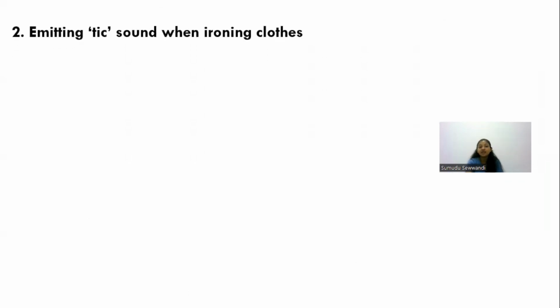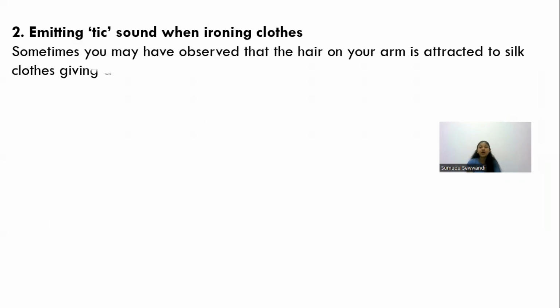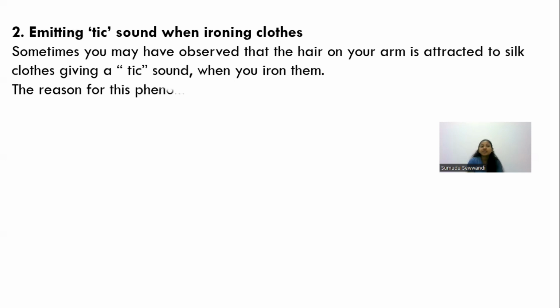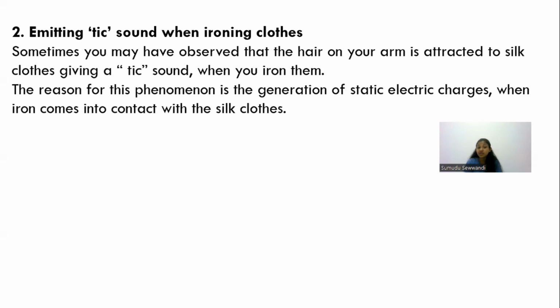Electric sound when ironing clothes. Sometimes you may observe that the hair on your arm is attracted to silk cloth, giving a tick sound when you iron them. The reason for this phenomenon is the generation of static electric charges when the iron comes into contact with the silk cloth. It is also a type of rubbing. So static electrical charges are generated in the cloth. That's why we can hear a tick sound when we are close to that silk cloth.